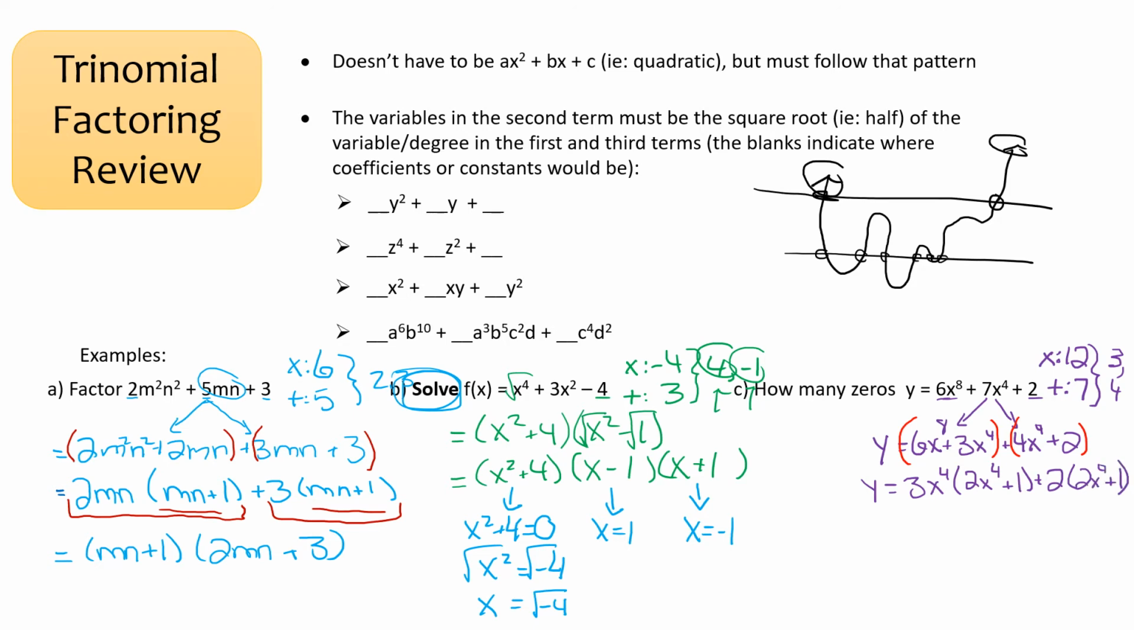What a coincidence, the brackets are exactly the same. So I bring out that common factor, that big bracket is a 2x to the power of 4 plus 1. That comes out of this term and leaves me with 3x to the power of 4. And it comes out of this term, which leaves me with plus 2.